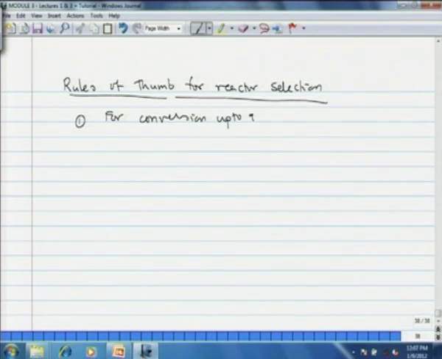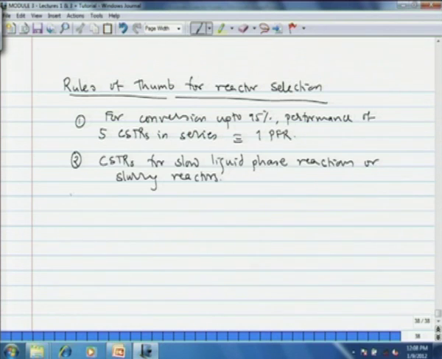For conversion up to 95%, performance of 5 CSTRs in series is equivalent to that of 1 PFR. Then CSTRs are to be used for slow liquid phase reactions or slurry reactors. Third, batch reactors are best suited for production in very slow reactions, or those which foul the reactor, or those which require intensive monitoring and control.